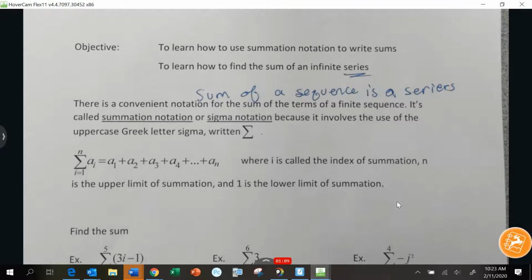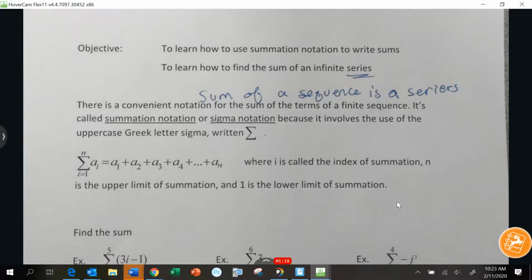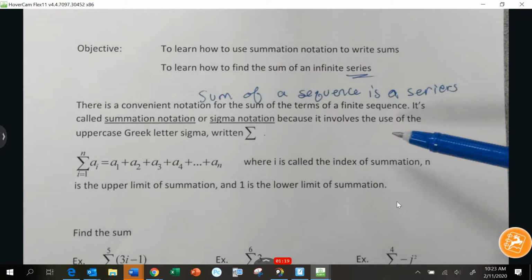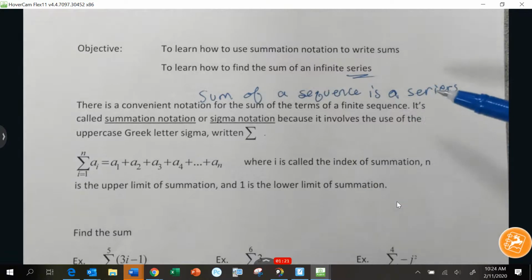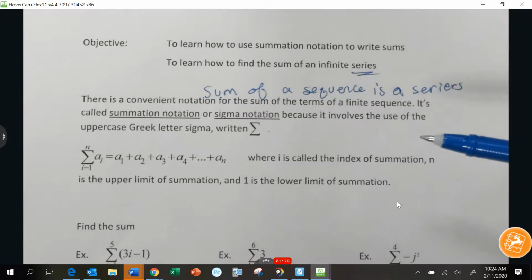And that's basically the majority of our chapter: sequences and series. So the terms in a pattern and adding up the terms in a pattern. There's a teeny bit more that has to do with sequences and series, but for the most part, that's all we're talking about in this chapter 9.